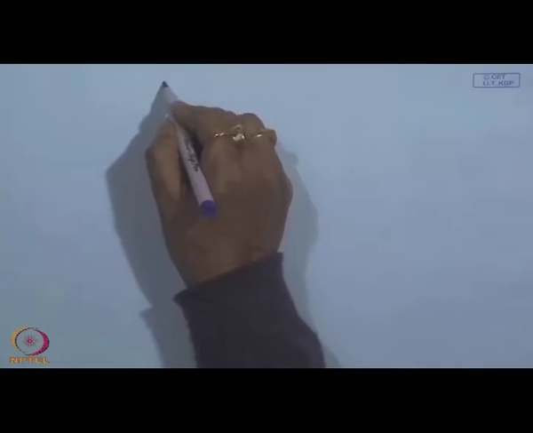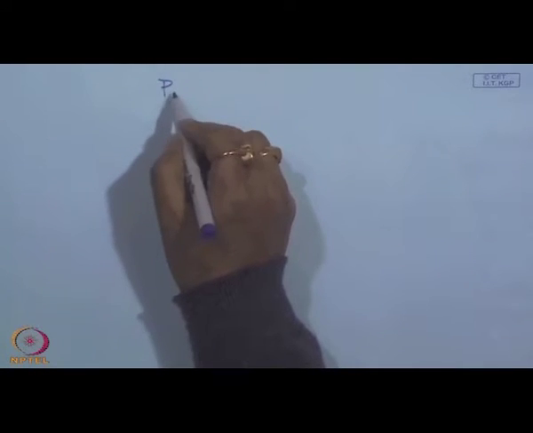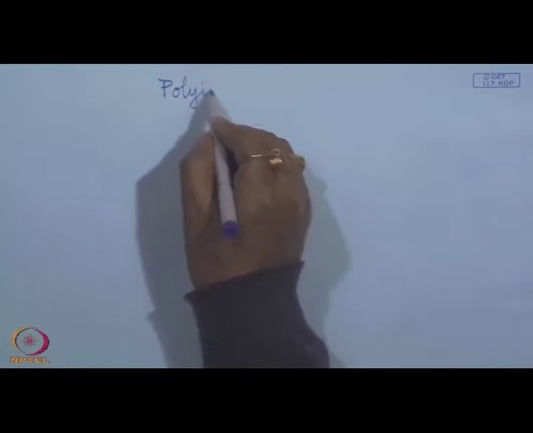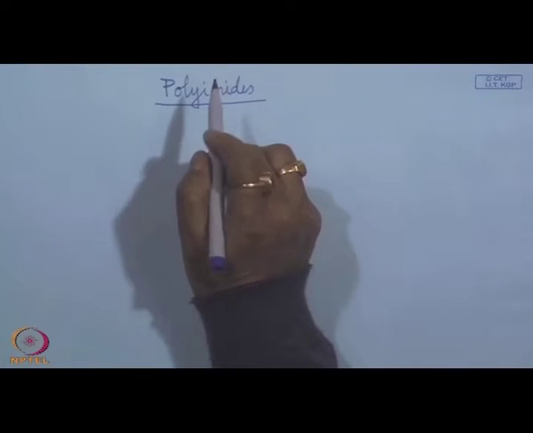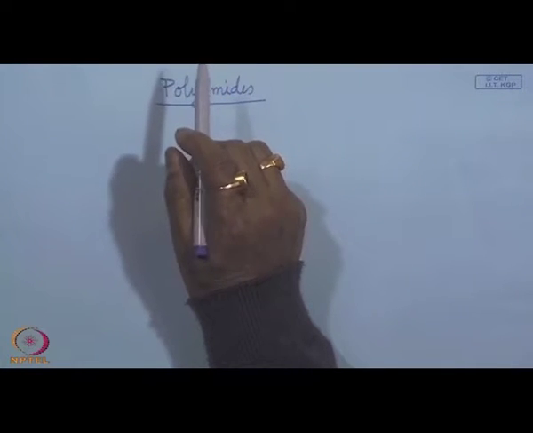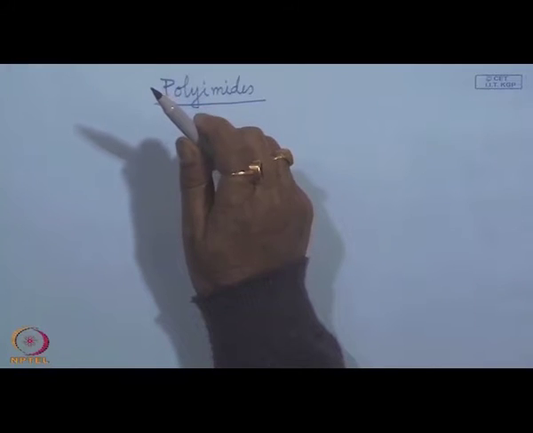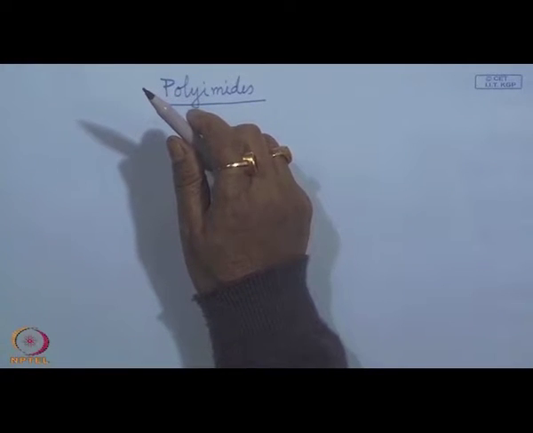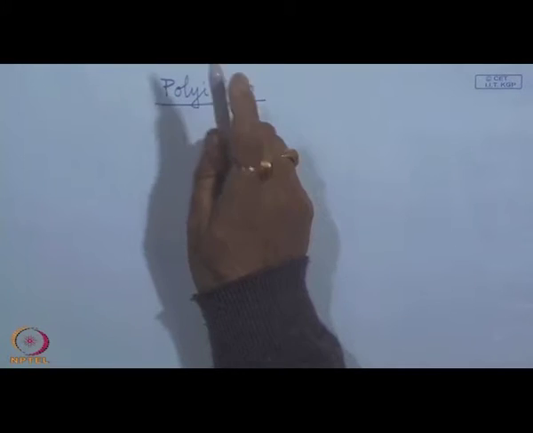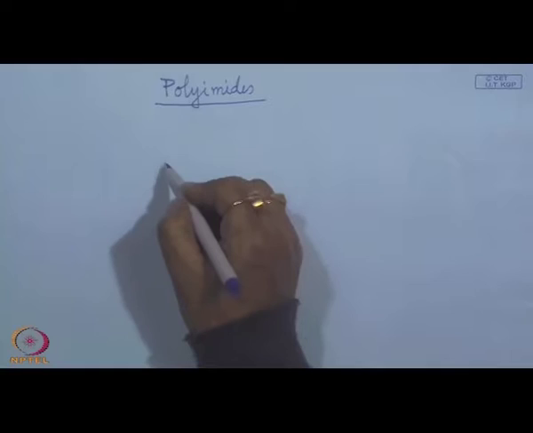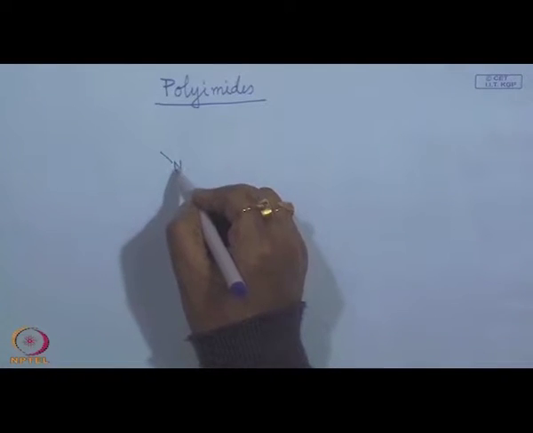Now, let us see another class of engineering polymer or specialty polymer, polyimides. So, today we are discussing the specialty polymers, starting from polyamides, polyacetal, polycarbonates, polyesters, then polyimides. Now, these polyimides are a class of polymer having this imide linkage.